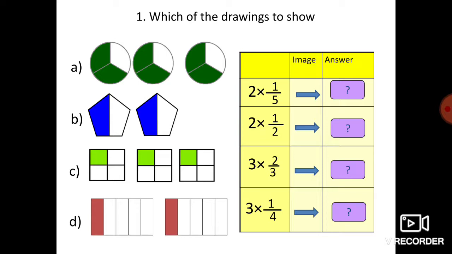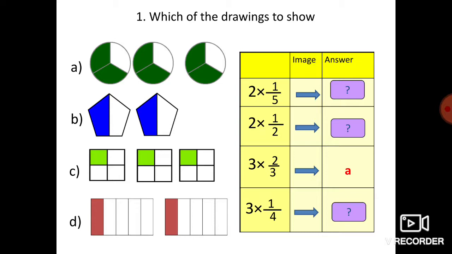Here there are 3 circles, that is, we can see 3 times. Then what is the fraction of one circle? 2 parts are shaded out of a total of 3 parts. So clearly we know the fraction of one circle is 2 by 3. Then 3 times 2 by 3. You can see in the table 3 times 2 by 3. What is the answer? A is the answer. Next, B question.